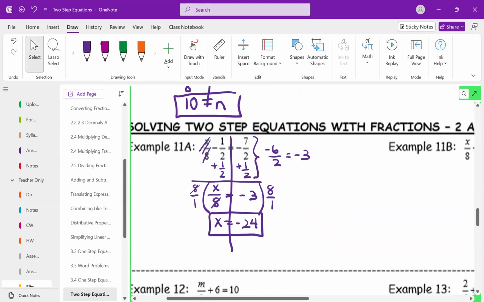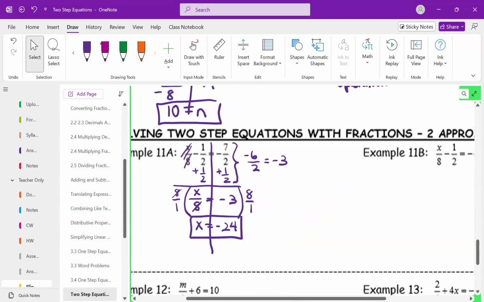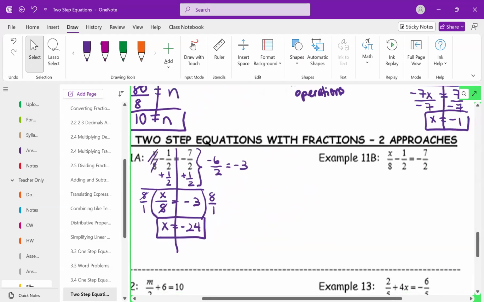Now, that's using inverse operations. There's another way you can do work in solving equations by eliminating fractions up front. Some people like this way better and some people don't. So I'm going to show it to you and then you're going to choose what's most efficient and best for you. Because notice that example 11b and 11a are exactly the same.